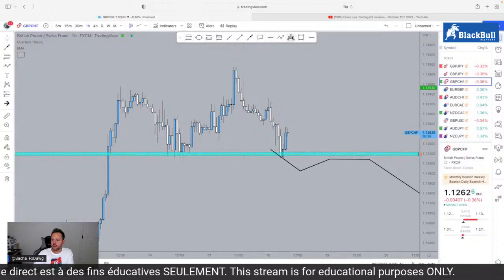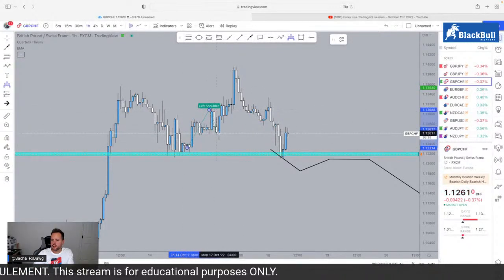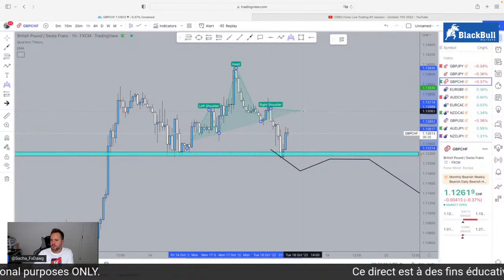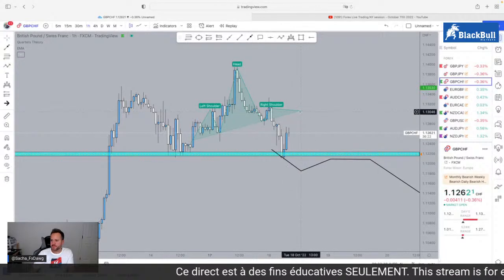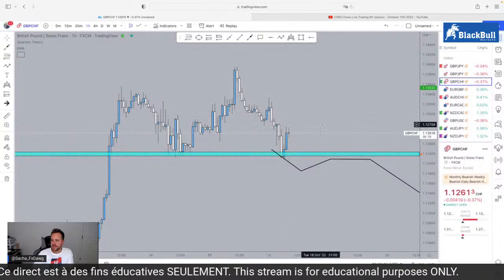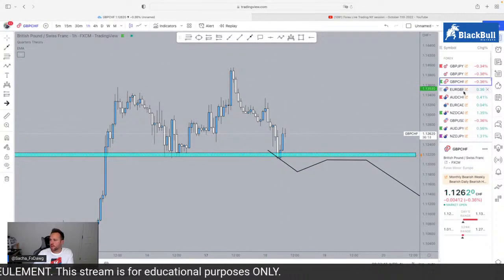Plus, we got our infamous shampoo pattern, but that one's looking to the upside though. Not perfect, but it is what it is. Or coming up and retest that neckline? Maybe. All right, so let's keep an eye on GBPCHF.